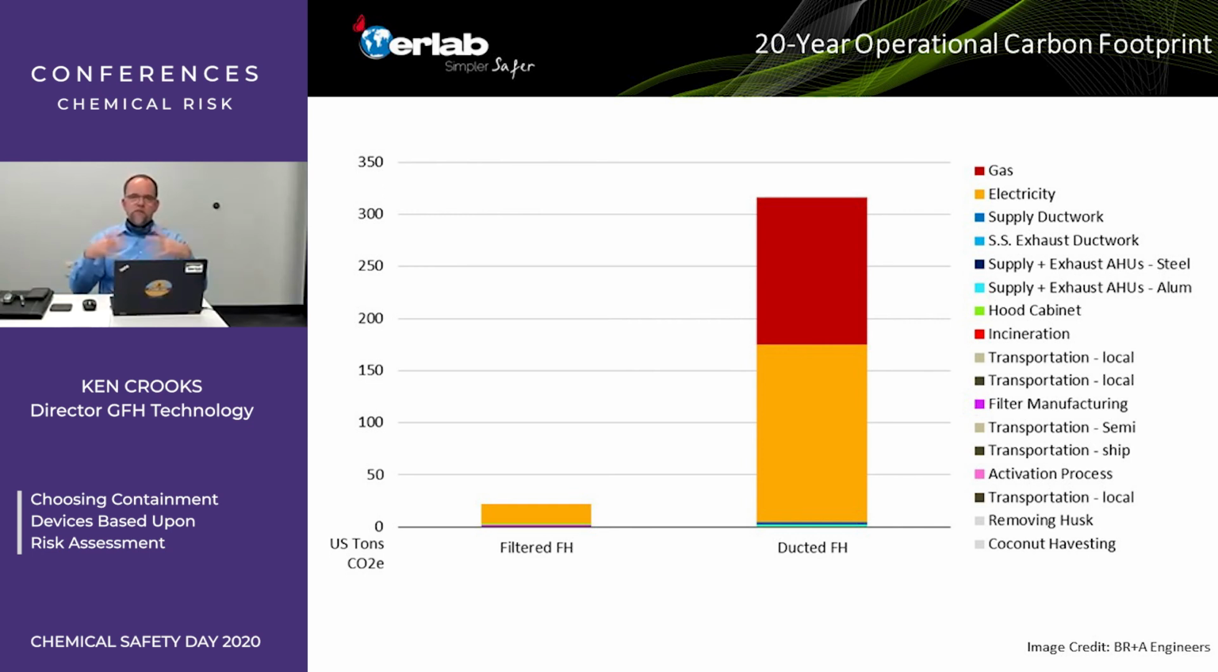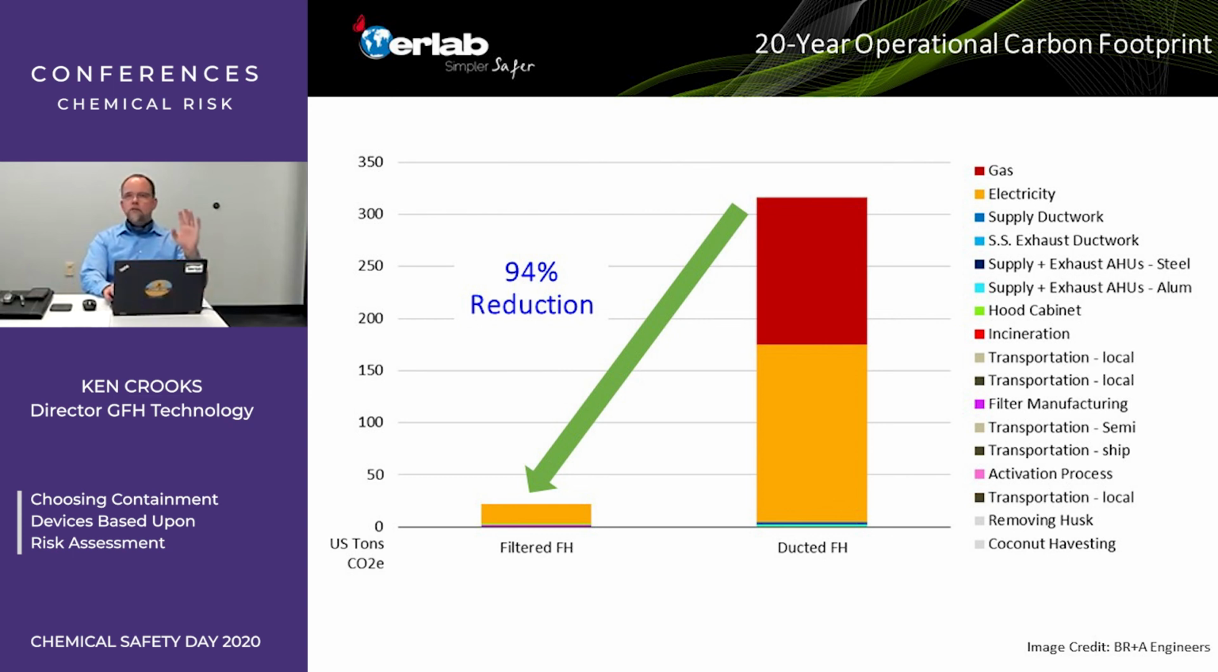We looked at specifically Boston in our example because we did a zero net energy laboratory in Boston using filtered fume hoods. And in the end, what it comes down to when you look at the 20-year operational life cycle of a fume hood is a 94% reduction in the carbon footprint. I mean, a dramatic reduction in the end. This includes replacement filters. This includes a lifetime of both different options in using them.